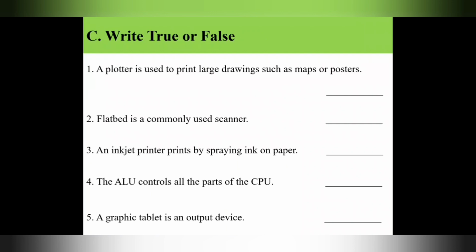The third Roman is write true or false. First one, a plotter is used to print large drawings such as maps or posters. Is it true or false? Yes, it is true, because a plotter is used to print large drawings such as maps or posters. Second one, flatbed is a commonly used scanner. Is it true or false? Yes, it is also true.